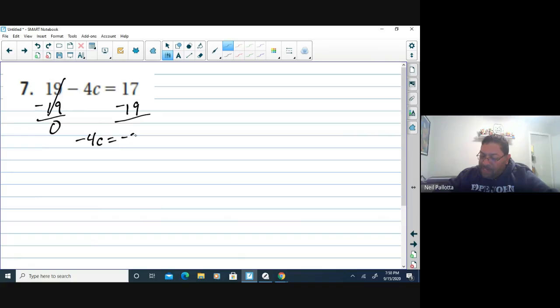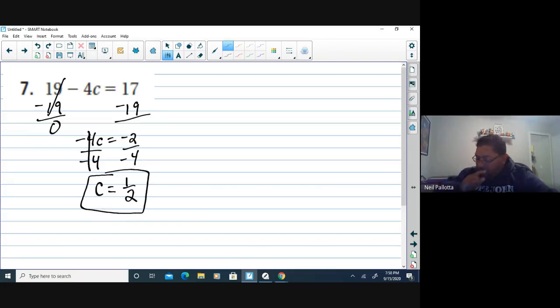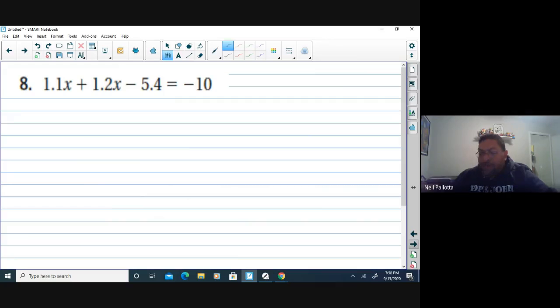17 take away 19 is -2. When we divide both sides of that equation by -4, they cancel, and we're left with c is equal to negative divided by negative is positive. We simplify 2/4, that's going to be positive 1/2. We check that answer. 4 times 1/2 is going to be 2. 19 take away 2 is 17. So we know that that answer is going to be correct. Remember, I always want you guys to try to check those answers.